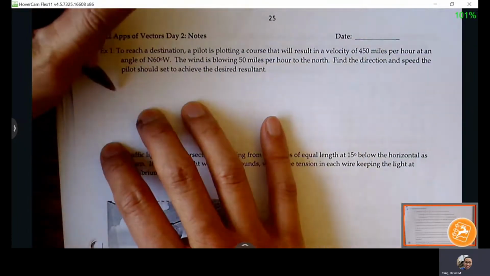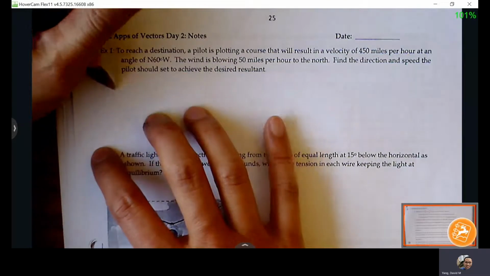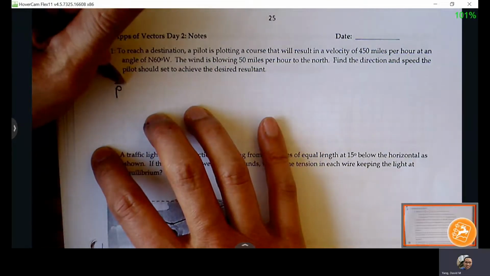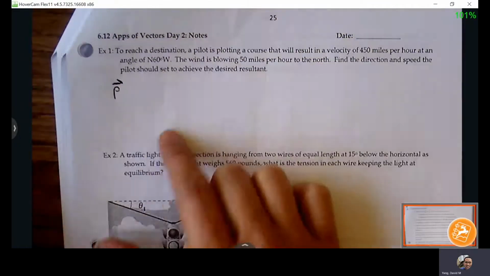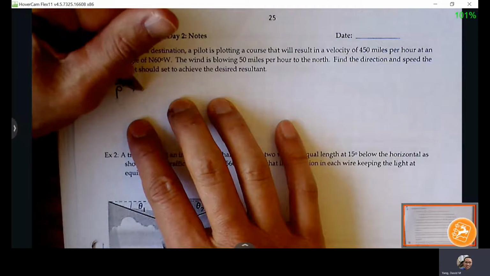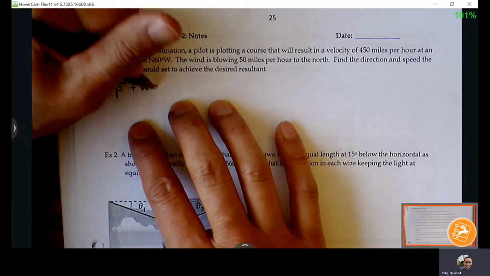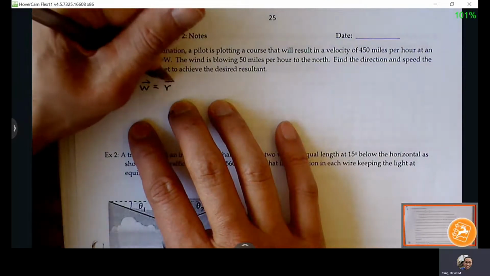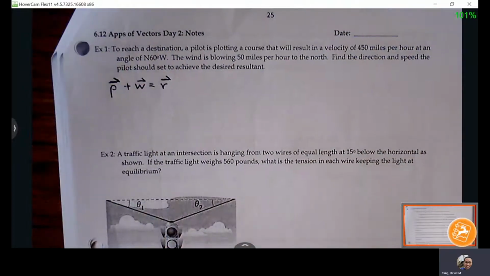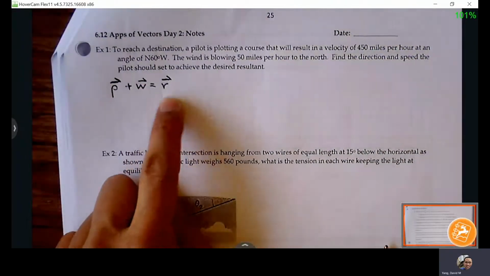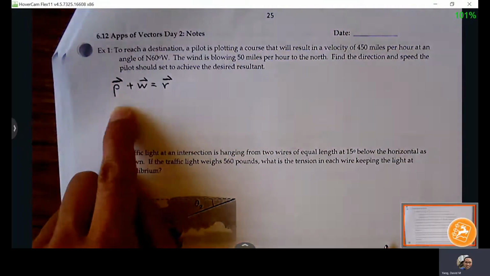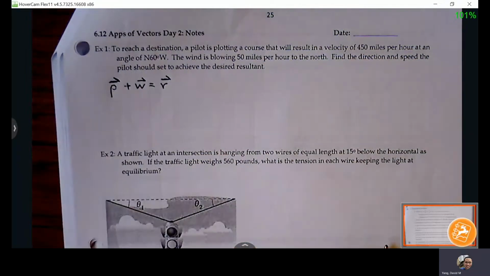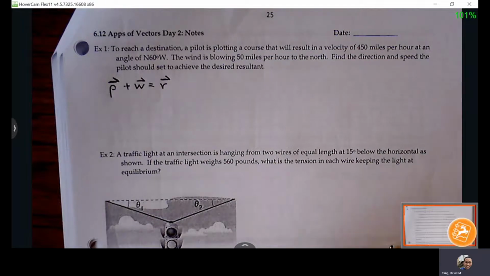So we can still say that the plane's aim plus the wind is going to create a certain resultant, right? We know that is true. But now we know what the wind is, we know what our result is, so we're having to subtract to get to that plane's direction, or at least the aim of that plane.